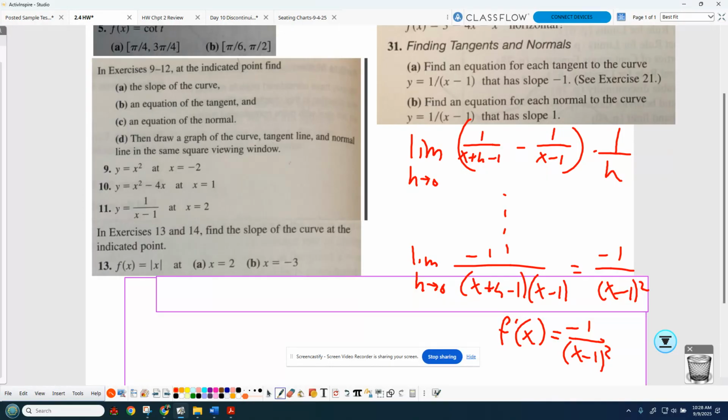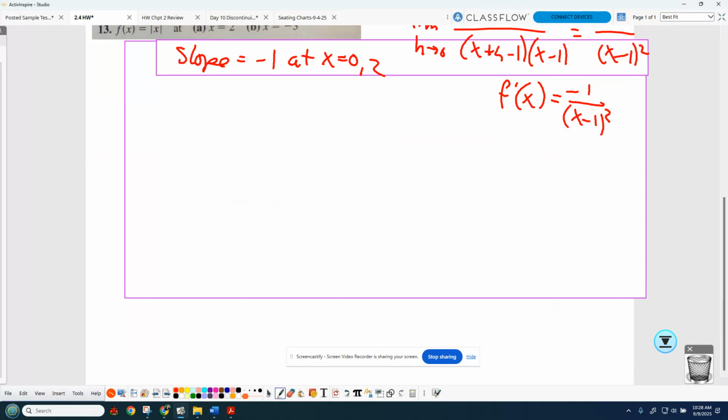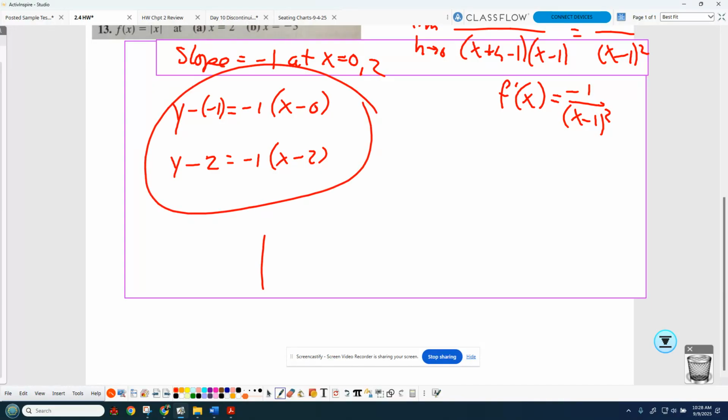There were 2 answers where the slope was -1, at x equals 0 and x equals 2. So the tangent lines would be y minus the y value equals slope times x minus the x value. And this one was a -1 and this one was a 2. Okay. And then there are my 2 answers for the tangent lines.